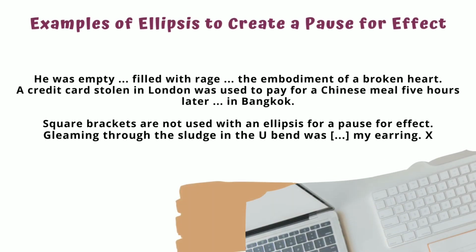Here are examples of ellipses to create a pause for effect. "He was empty... filled with rage... the embodiment of a broken heart." "A credit card stolen in London was used to pay for a Chinese meal 5 hours later... in Bangkok." Square brackets are not used with an ellipsis for a pause for effect. "Gleaming through the sludge in the U-bend was [...] an X."